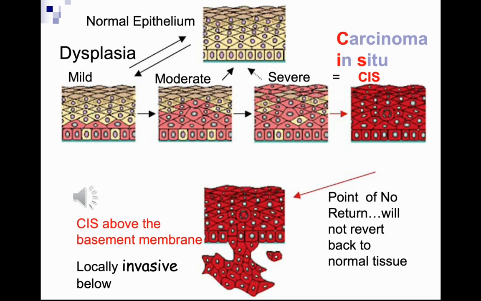Severe dysplasia, notice the dotted line, we don't expect that to go back to normal. Severe or high-grade dysplasia is another way of saying carcinoma in situ. And once you have carcinoma in situ and the cells have become malignant, carcinoma, that's a malignant epithelial tumor, there's no going back. You're at the point of no return. Carcinoma in situ is above the basement membrane, and local invasion occurs when the cells move just below the basement membrane.